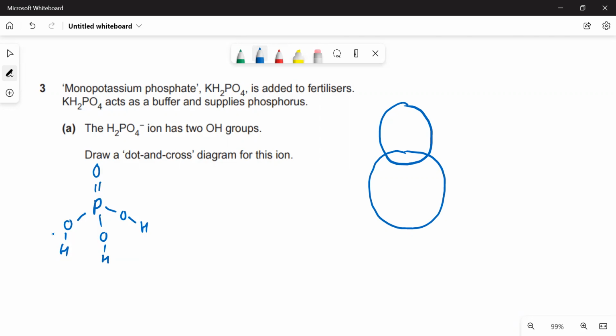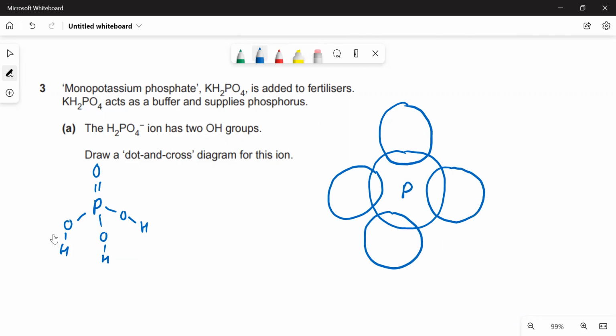And we have got 4 oxygens. There's our phosphorus, and these are our oxygens. It's got 2 OH groups, so let's draw the H's. I'll draw them there.